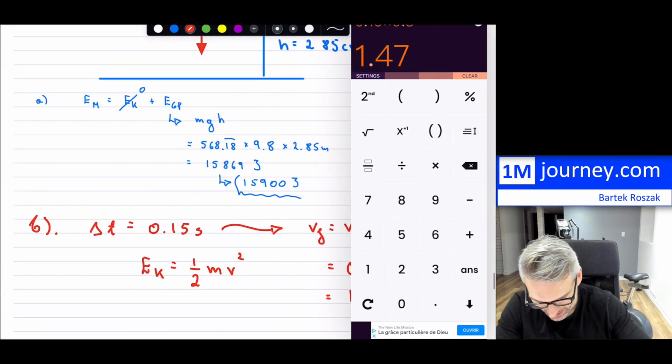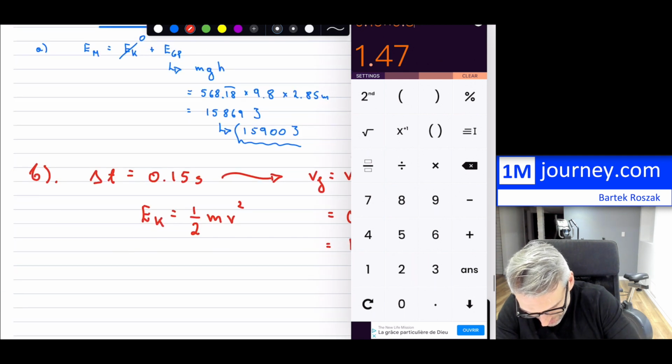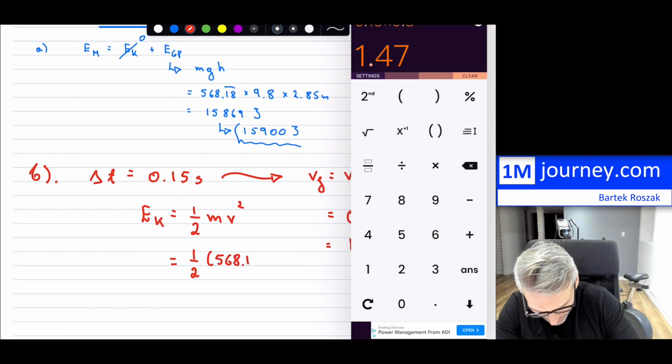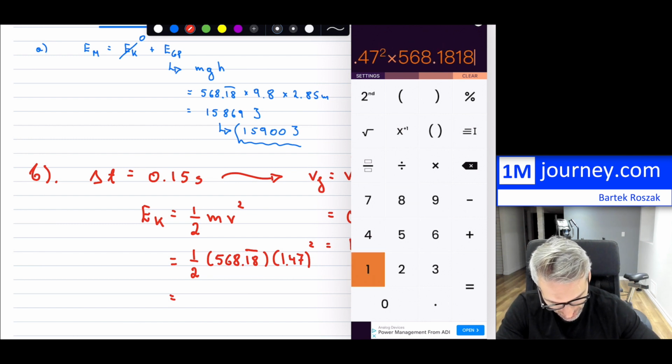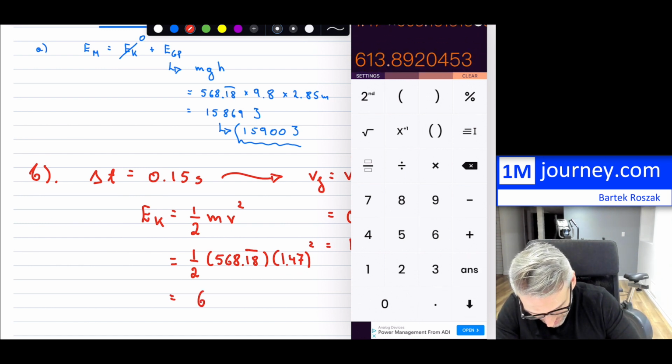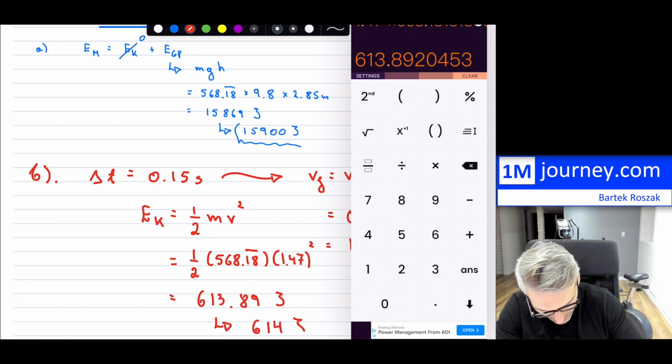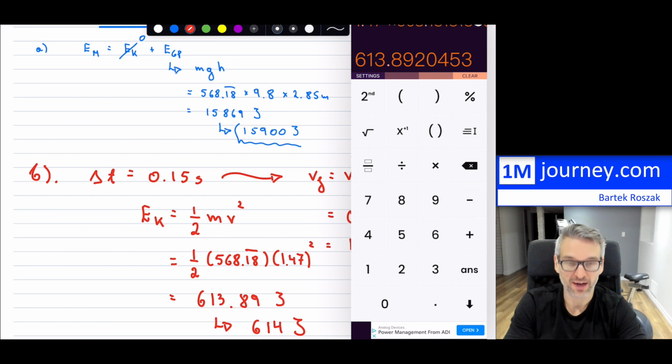Now that I have this, I can find out what my kinetic energy is right here. So my kinetic energy is going to be 1/2 my mass, which is 568.18, etc., and then this speed, which is 1.47 squared. So let's do that. Since I have this already on the calculator, I'll just put the square, and multiply. I'm going to go in reverse: 568.18, etc., and then times 1/2. So that's going to be approximately 613.89 joules. Again, to three significant figures, this would have been approximately 614 joules. So that's what we would have right there.